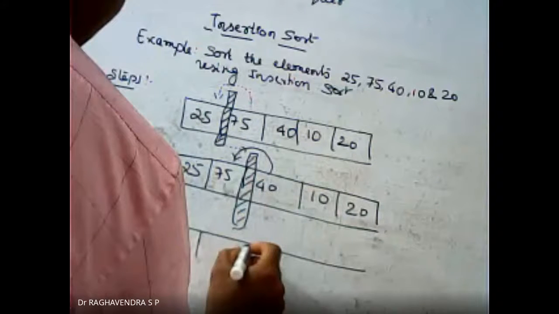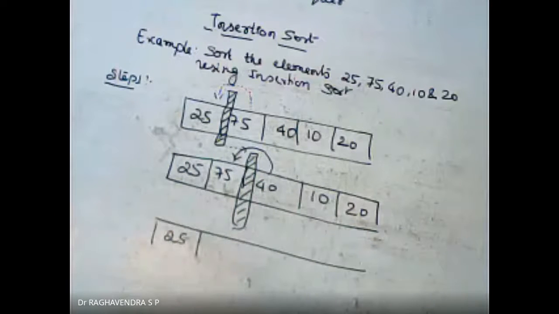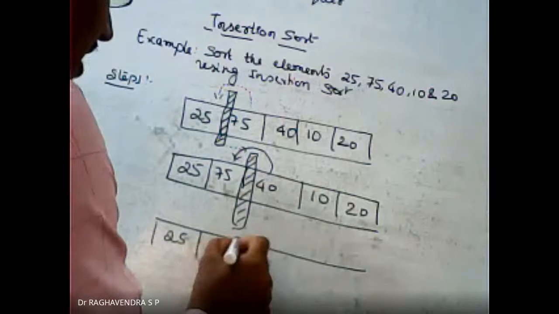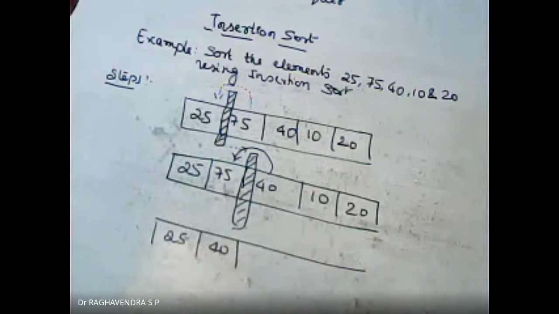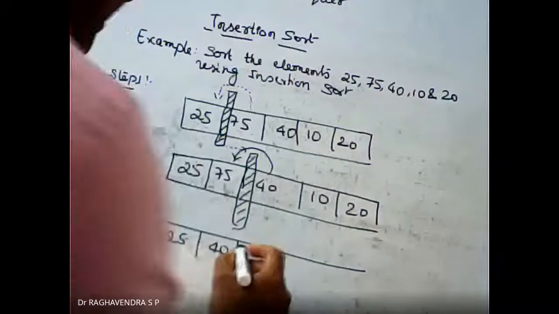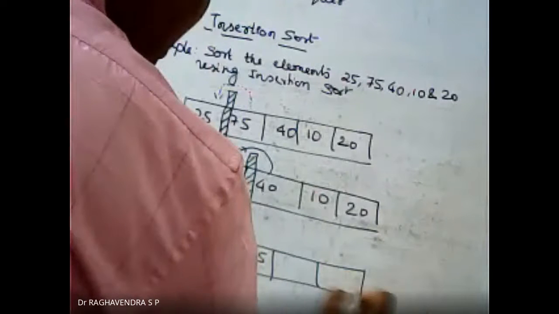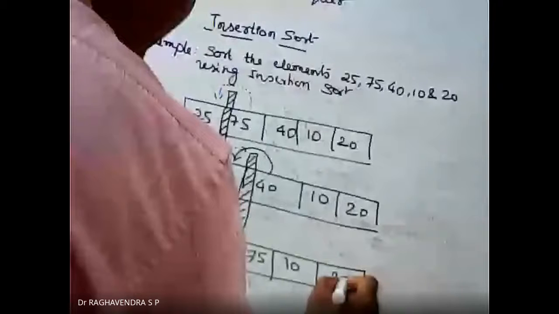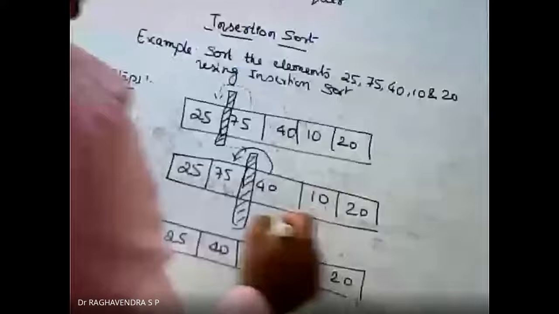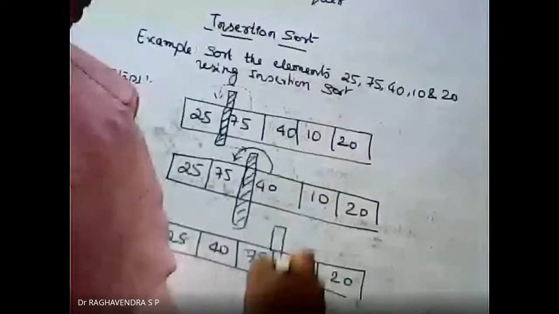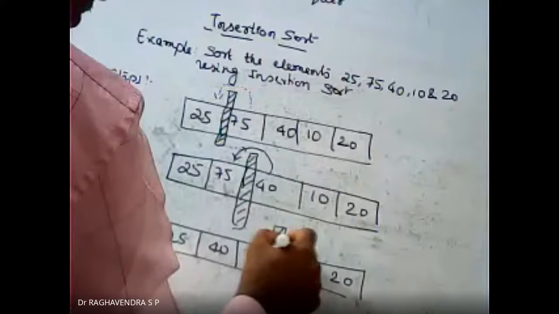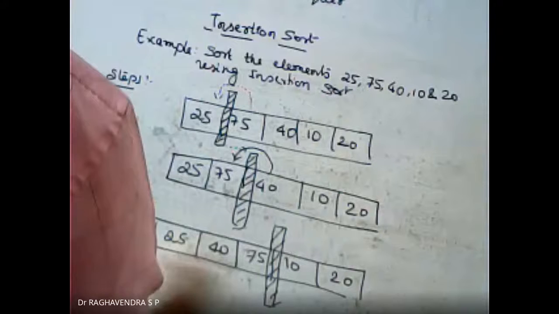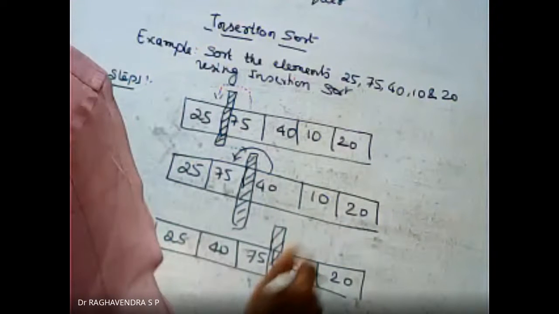Tell me now, 25, then after 25 comes 40, after 40 comes 75. Then the unsorted part is 10 and 20. So now the boundary will jump here. So now this is the sorted portion and this is the unsorted portion. So once again move this 10 to the sorted region.